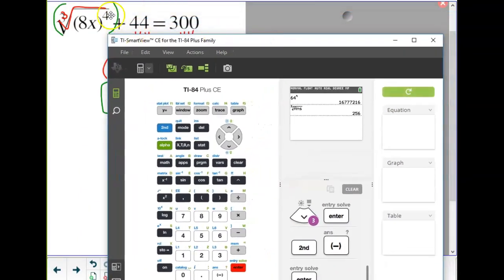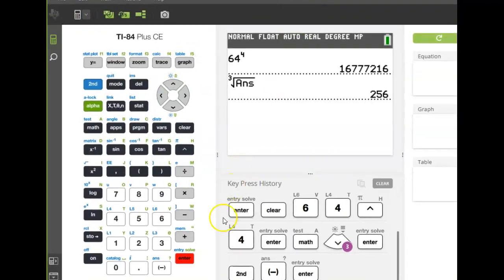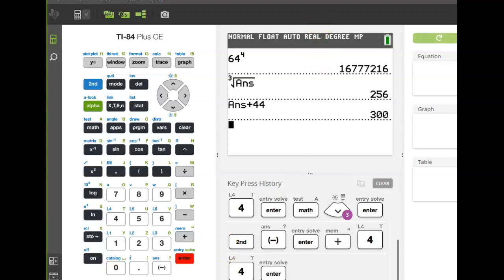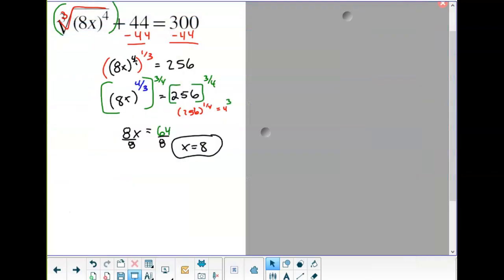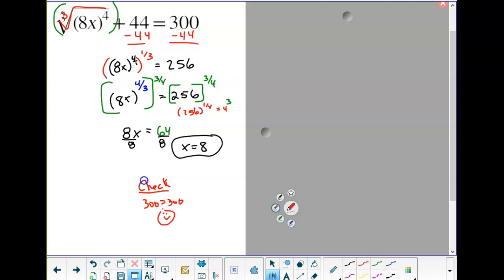And then what else did they have me do? This whole piece is 256. 256 plus, excuse me, plus 44 is 300. And since I did that in my calculator, how could I tell the person reading my work that I showed my work? Here's what I would do. Just write the word check, and you show that 300 equals 300, and you prove that x equals 8 is the answer. Okay?